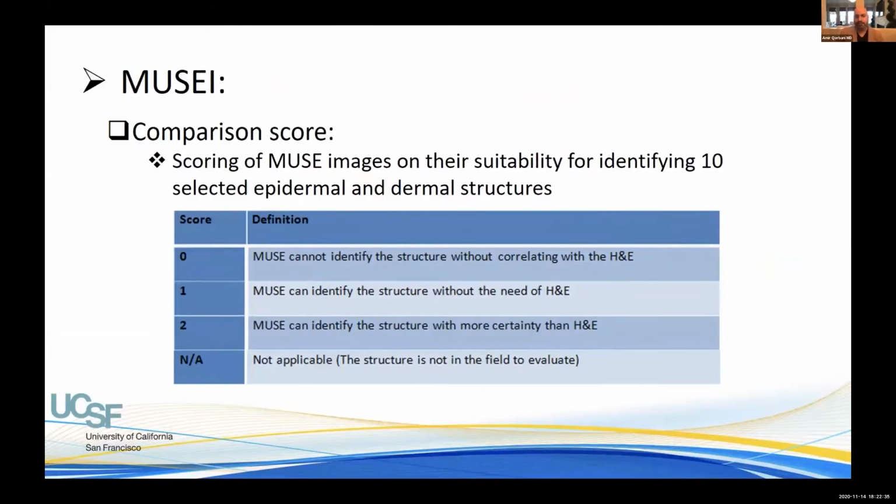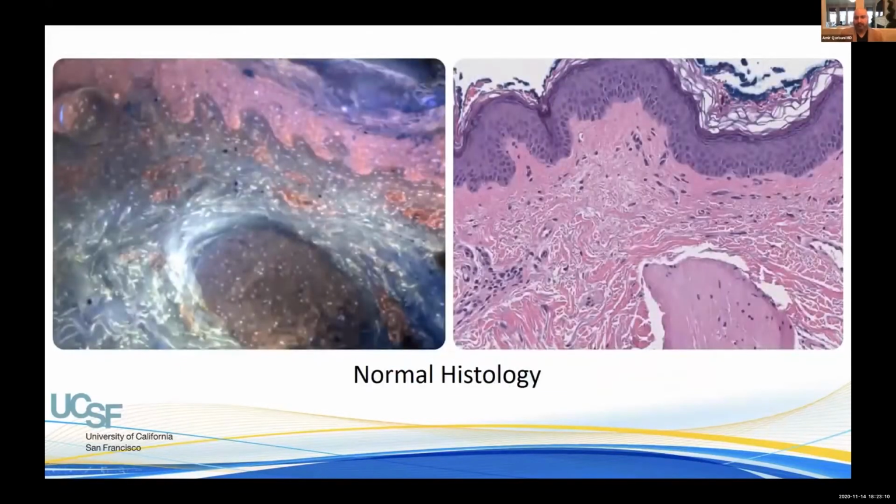We chose skin because skin has different components, like smooth muscle, nerve, epidermis, adipose tissue, and vessels. So we thought it's the best way to start. We started and gave the samples a score. If it didn't show anything, it was 0. If you can identify the structure without the need of H&E, but at less quality than H&E, it was 1. And 2, if it was equal to H&E. So this is one of the sections we compared.